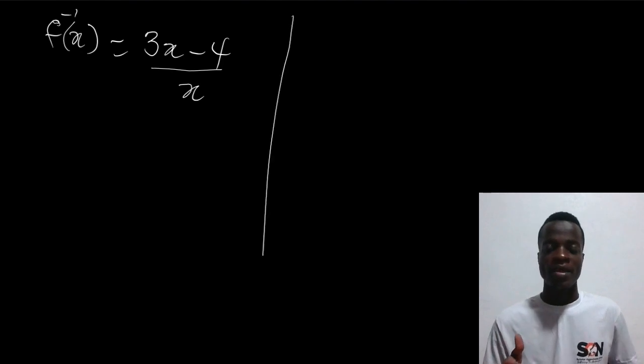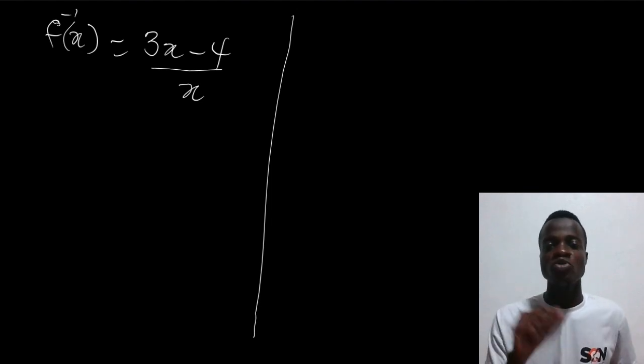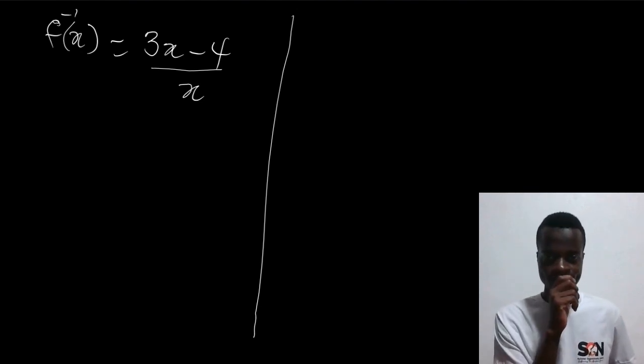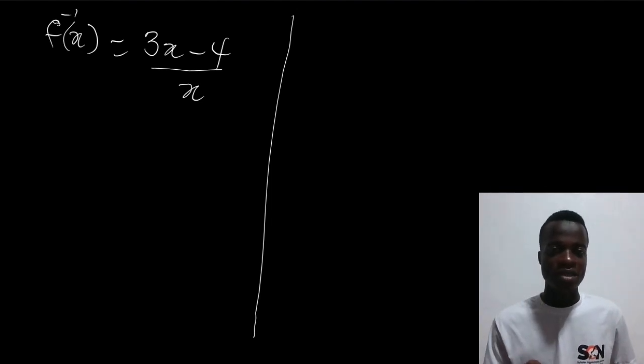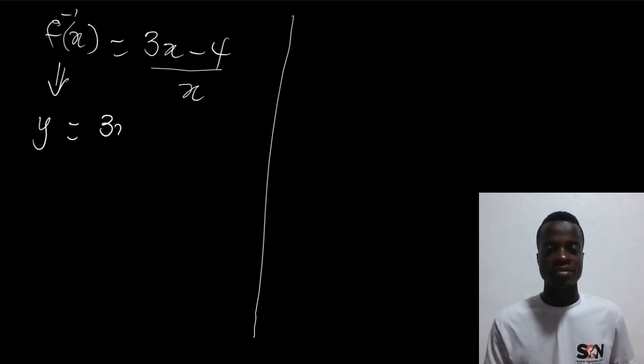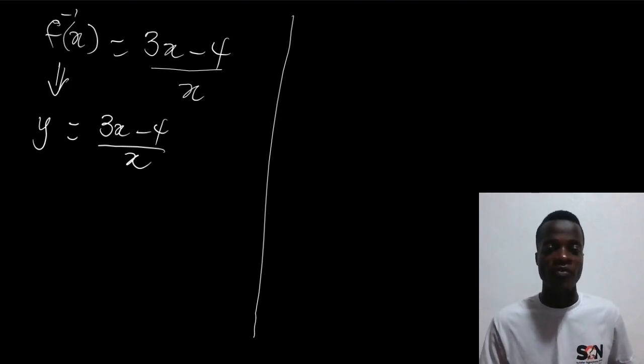So here the function is given to us as an inverse already. So we need to move it in such a way that it is now back to f of x. Do you remember how to find the inverse? You have to make this y equal to (3x - 4) all over x. Don't write y inverse. You change it to y because y will help you to easily manipulate the thing, right? At the end, you will bring back f of x.